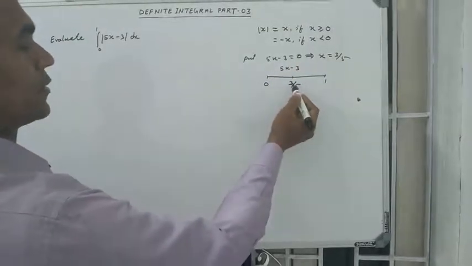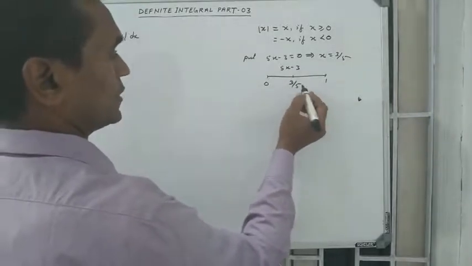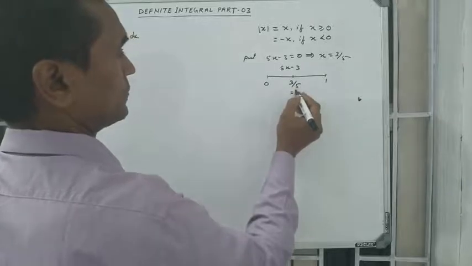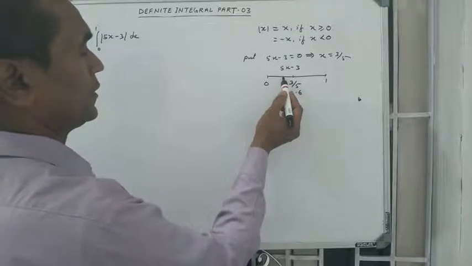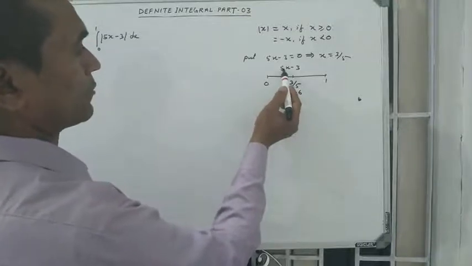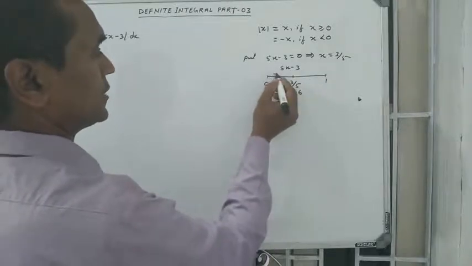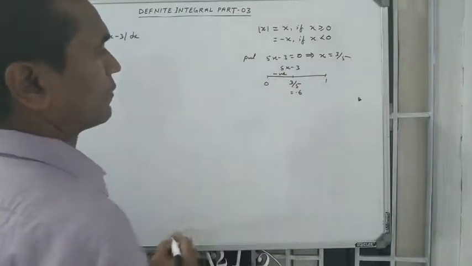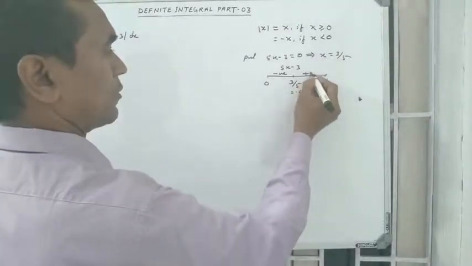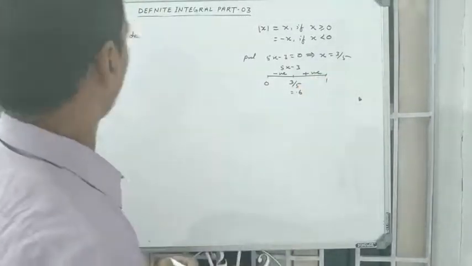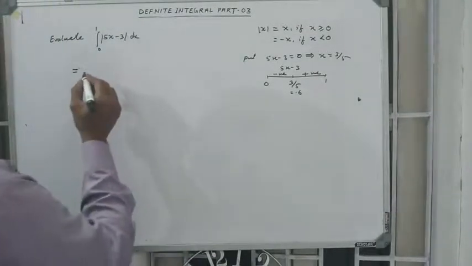So you take any value, like 1 by 2. 3 by 5 is 0.6, so 0.5 will be in this interval. So put here 0.5, then we get minus 0.5, so obviously this is negative. So in this interval, the value of 5x minus 3 will be negative. In the other interval, obviously it will be positive. So this integral will divide into two parts.